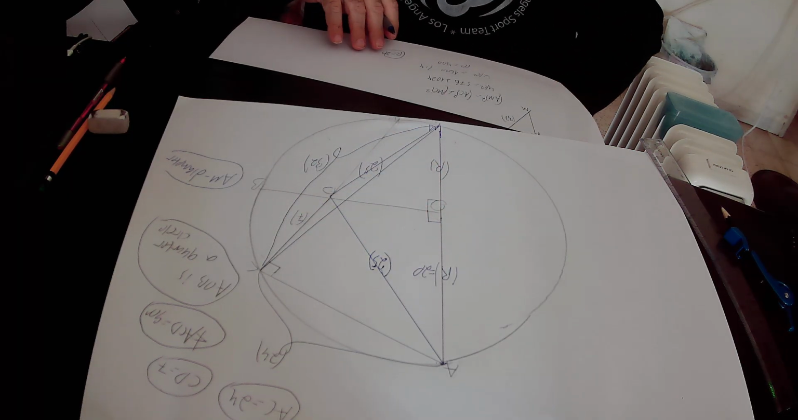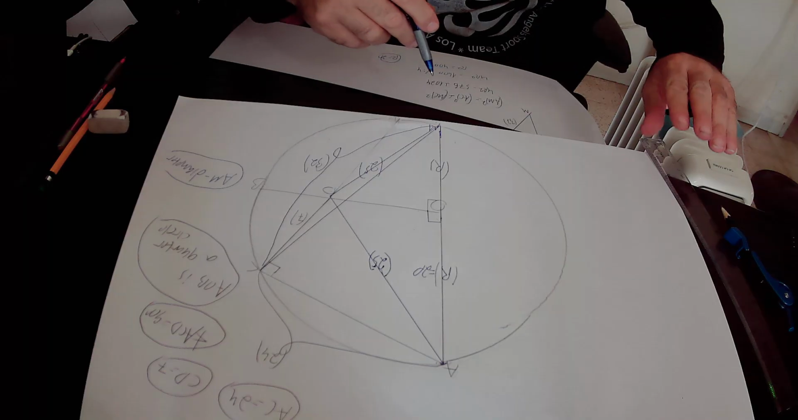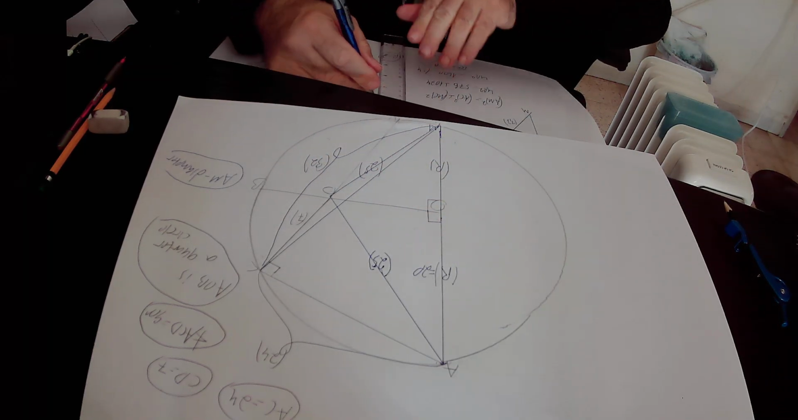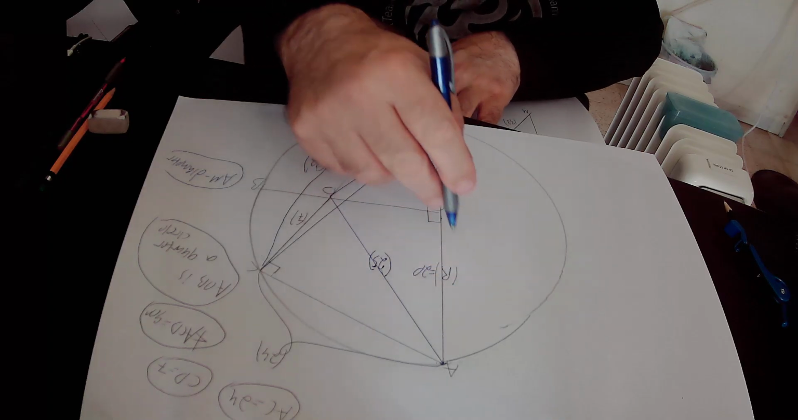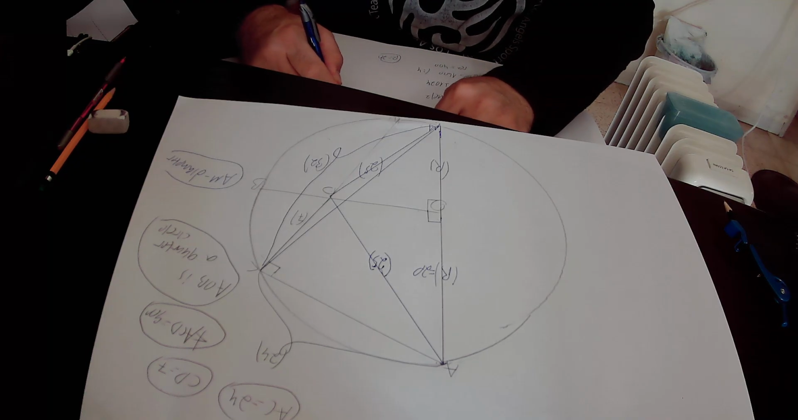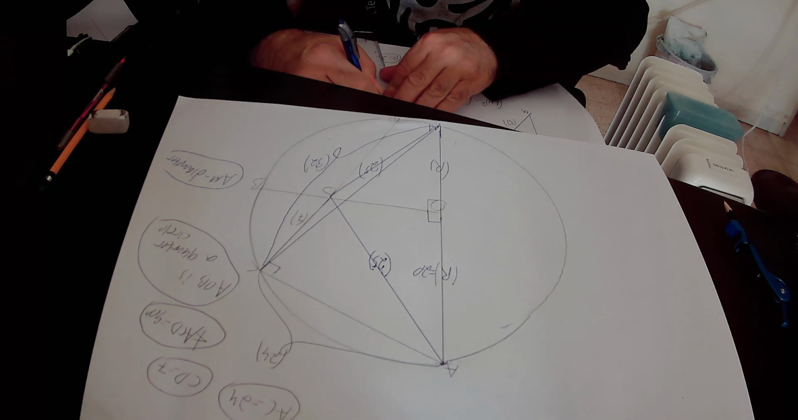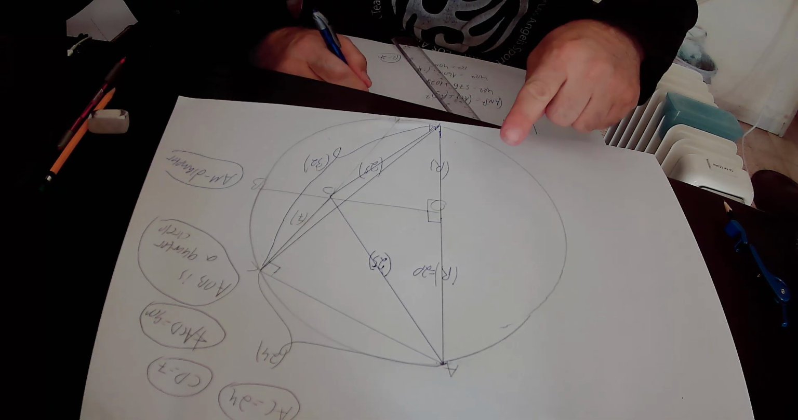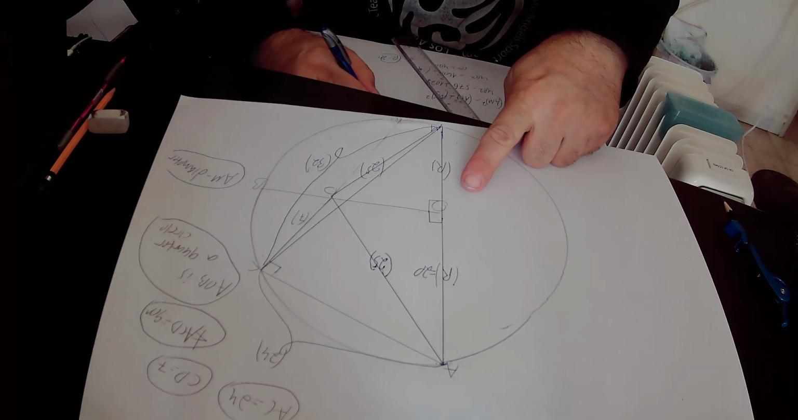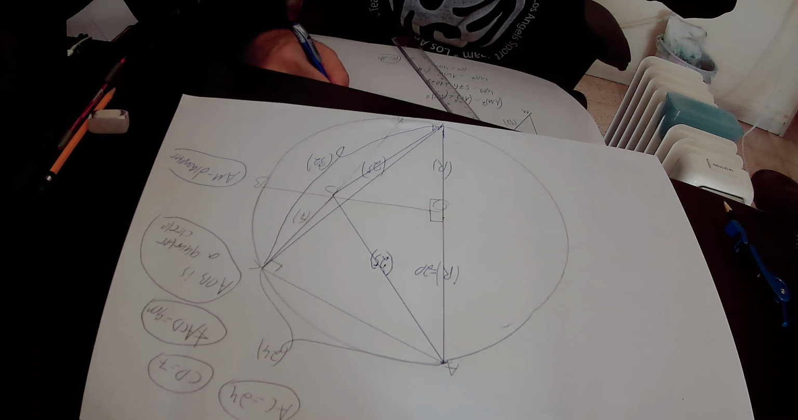In the next step, we'll implement the Pythagoras theorem on the right triangle AOD, the right triangle AOD. AO is the radius that is equal to 20. AD is the radius that is equal to 25.